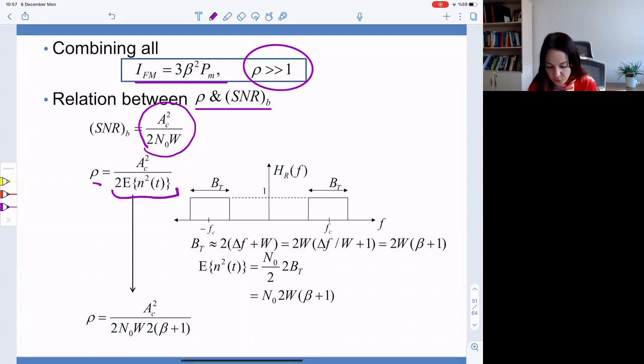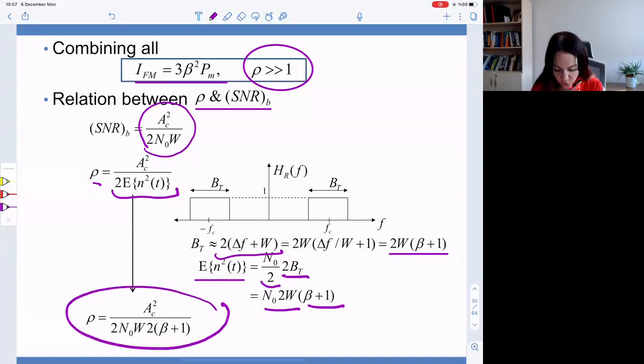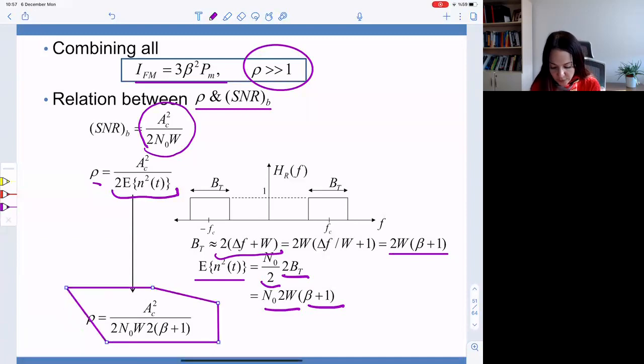Well, expectation of n squared has to do with BT, right? BT is 2 delta F plus W. Okay, so 2W times beta plus 1. So therefore, expectation of n squared, the power of the bandpass noise, is N naught over 2 times 2BT, which is N naught 2W beta plus 1. Okay, so rho is AC squared over 2 N naught W times 2 beta plus 1.